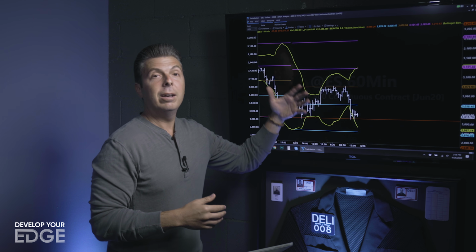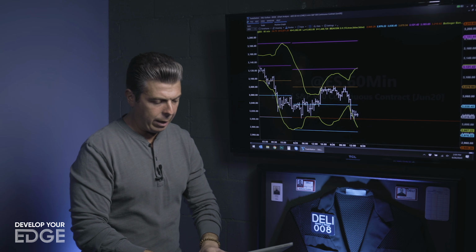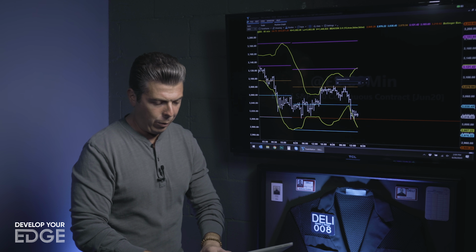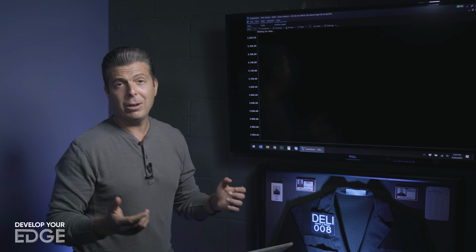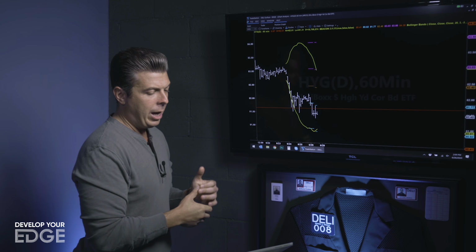And if it gets above it, vice versa, I'll look for longs again. So that's really what I look at. And I want to take you to something else I mentioned that I wanted to show you, and that was HYG. I've been talking about this for the past couple of weeks, been putting tweets out on this, been talking about it on this show.